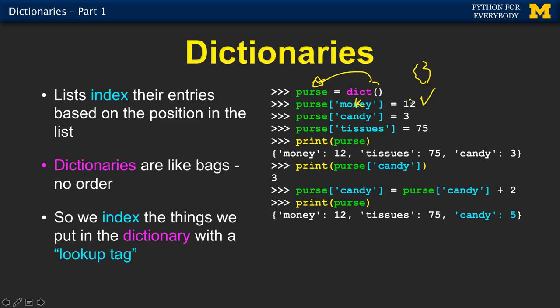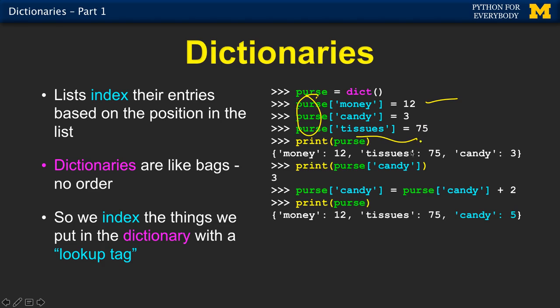We're putting 12 into the pers, but on the way in, we're labeling it with money, right? So 12 is the value, and we're putting it into pers, but we're storing it under money. I would say this as pers sub money equals 12. Money is the label, the index, the tag, whatever you want to call it. It is the way we're going to label this number 12 as we go in. And we're going to put 3 in, and we're going to label it candy, and we're going to put 75 in it, and we're going to label it tissues. So inside a pers, we have these key value pairs.